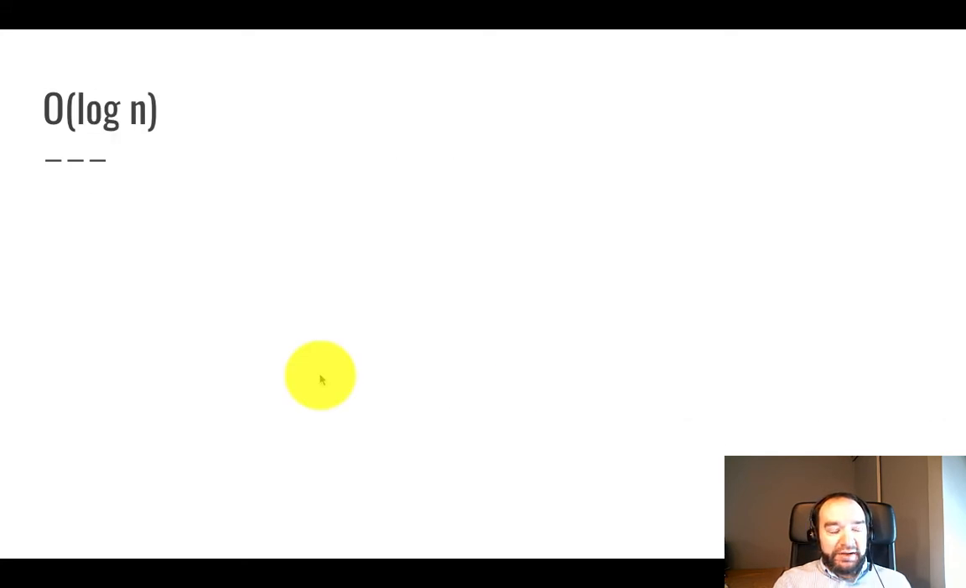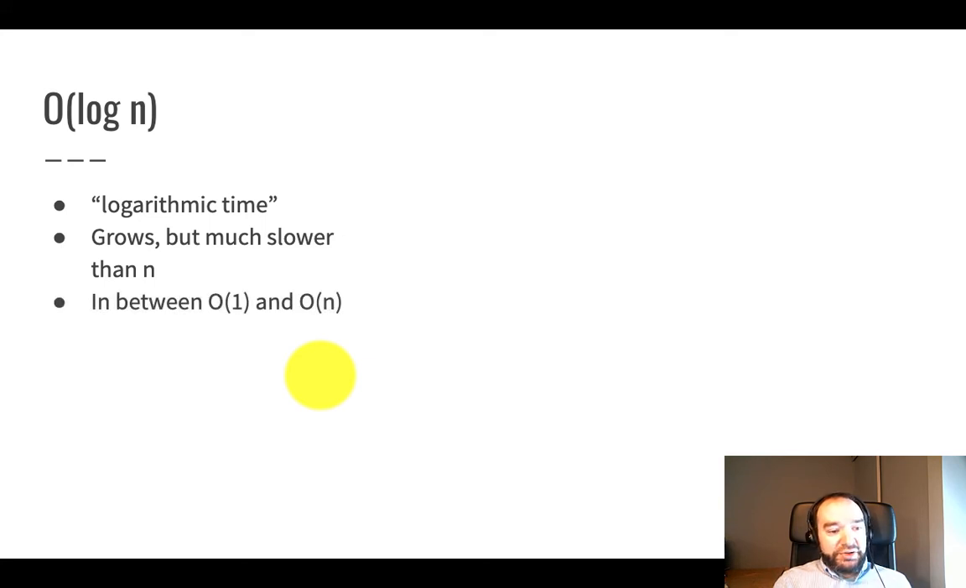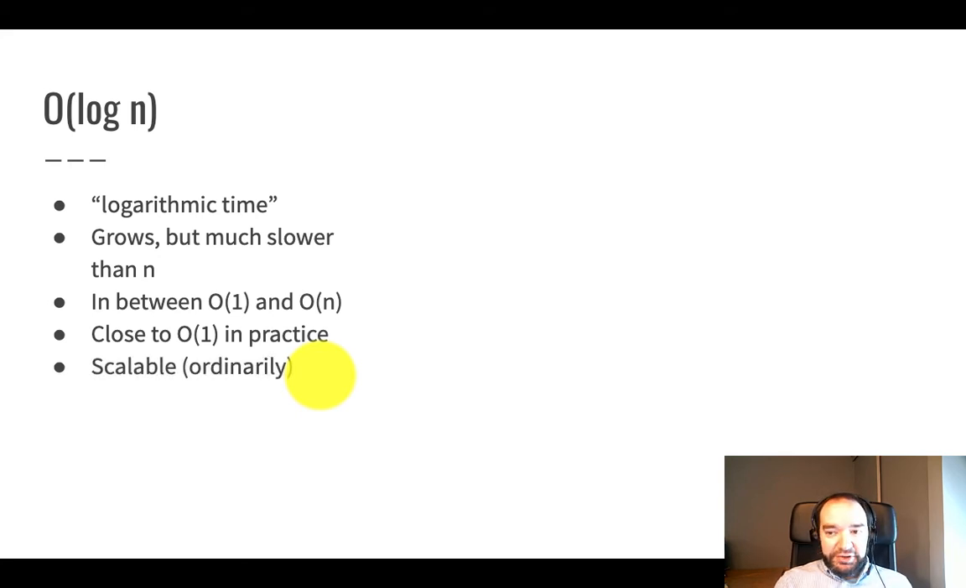Big O of log n involves logarithms. It's called logarithmic time. And it does grow. It is a growing function, but it grows a lot slower than a linear function n. So it slots in between big O of 1 and big O of n. A log n operation is slower than constant, but faster than linear. And in practice, it's really close to big O of 1. Log is such a slow growing function that for most practical data structures, the amount of time is so close to constant that it's almost the same thing.